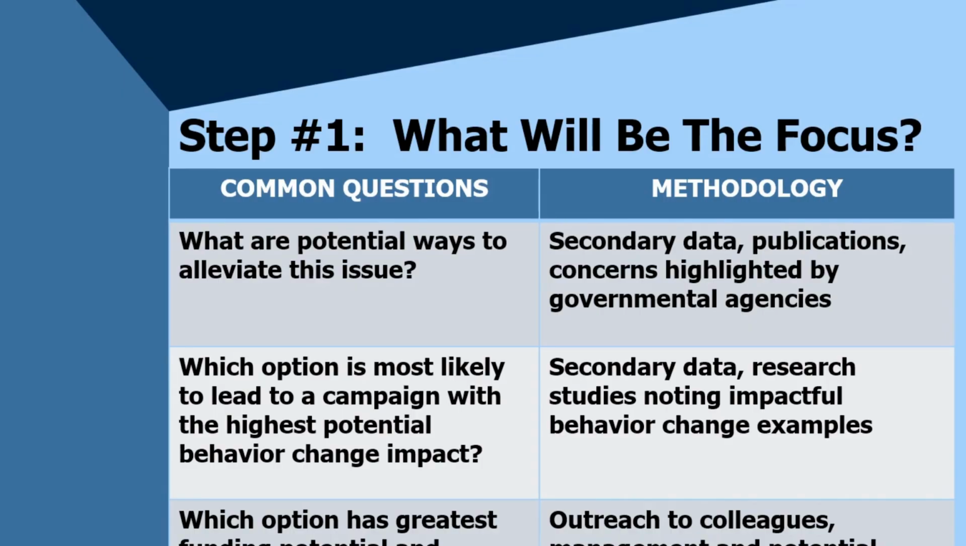What are potential ways to alleviate this issue? You can use secondary data, publications, concerns highlighted by governmental agencies. It might be a question about what option is most likely to lead to a campaign with the highest potential behavior change impact, using secondary data, research studies, noting impactful behavior change examples. And then which option has the greatest funding potential and support? You might find that out by outreach to colleagues, management, and potential funders, and likelihood of support.